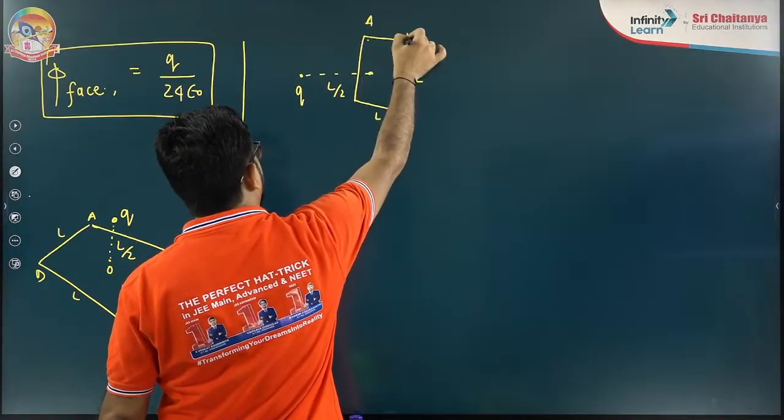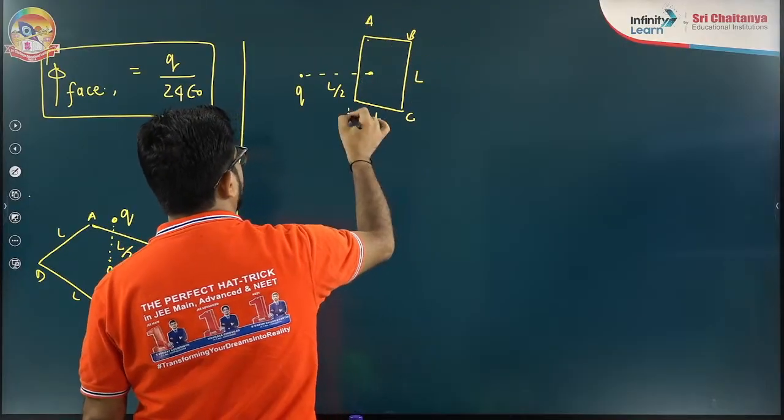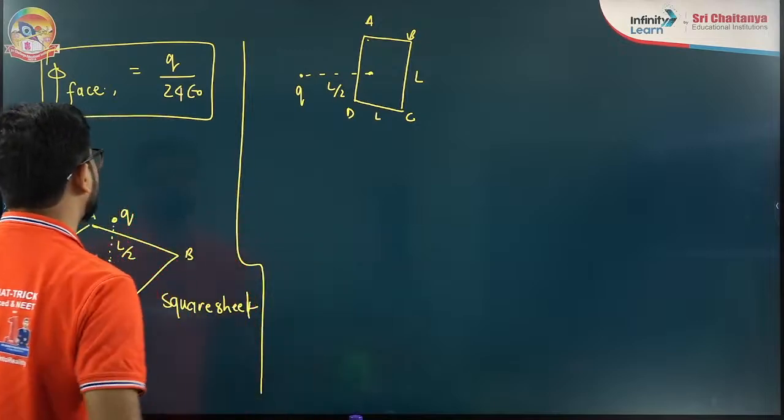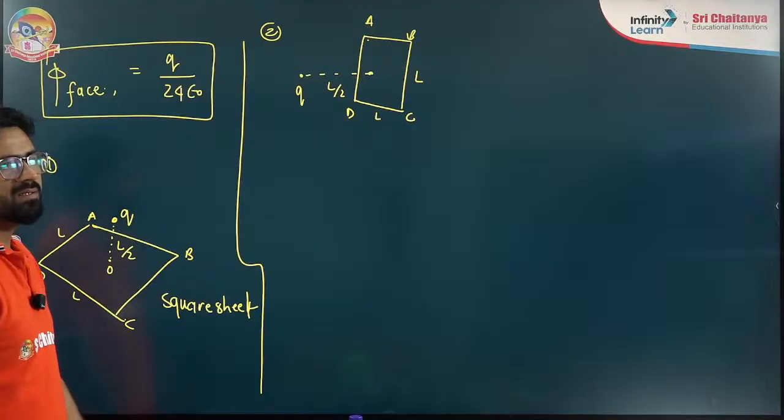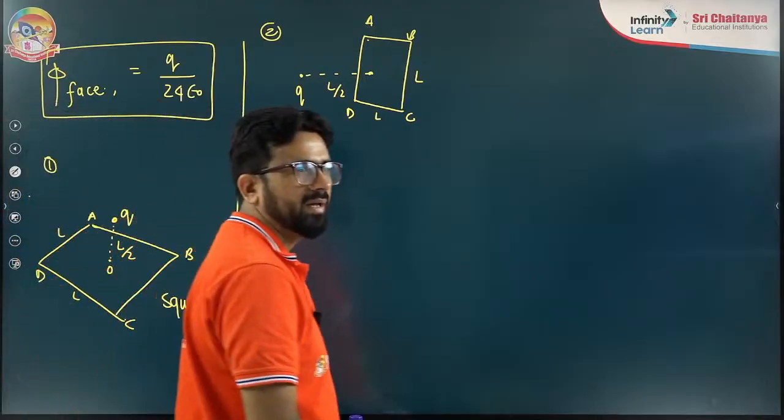It is A, B, C, D. Both questions are the same, beta. This question and this question, question 1 and question 2, both are the same. If you understand the one, that is the same answer for the second.